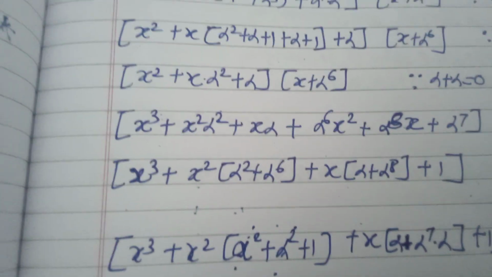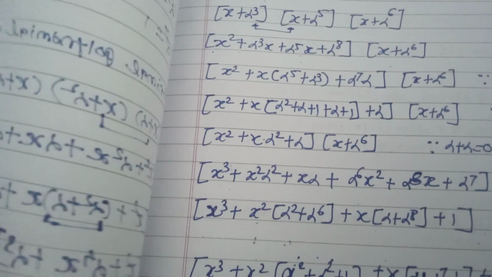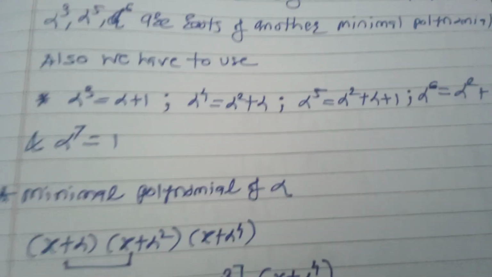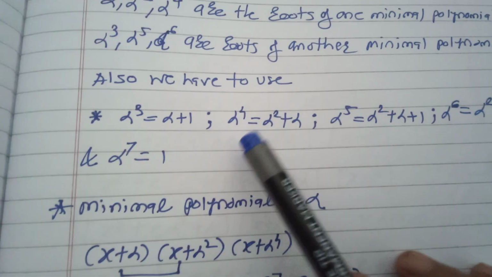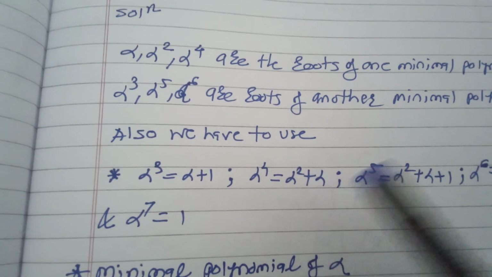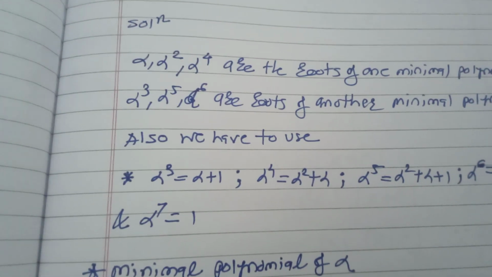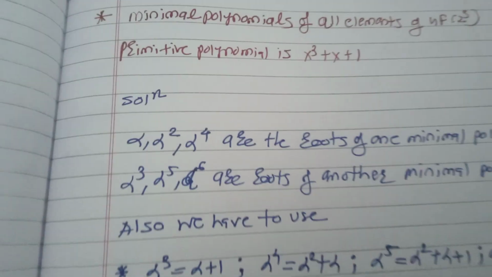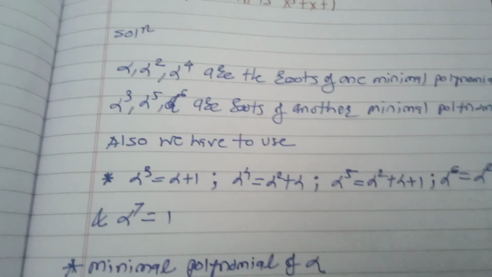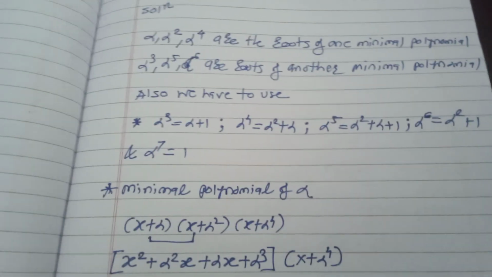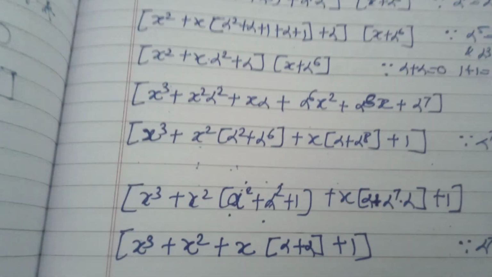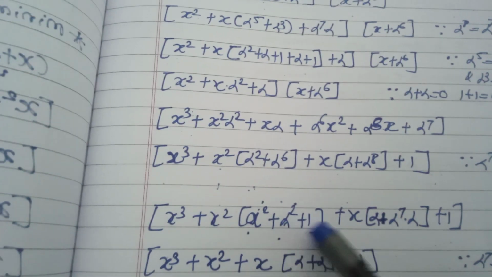Now alpha raised to 6 is equal to alpha square plus 1. So this polynomial representation of the elements will be obtained with the primitive polynomial, that we have seen how to obtain, how to construct Galois field 8, 2 raised to 3, with the primitive polynomial x cube plus x plus 1. So these values we have already seen. So alpha raised to 6 is alpha square plus 1. Here, alpha raised to 6 is alpha square plus 1.